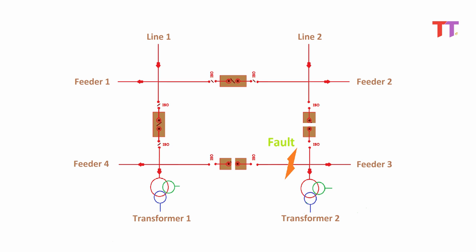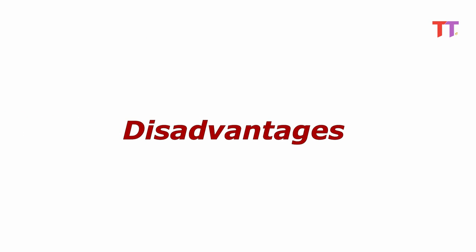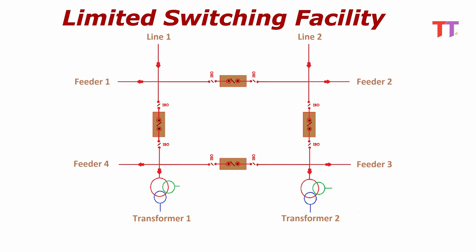Advantages: in case of fault on bus, both side circuit breakers open, and the fault is localized, hence complete load is not affected. Disadvantages: this type of system provides limited switching facility, since 2 circuit breakers jointly control 2 circuits at node points.